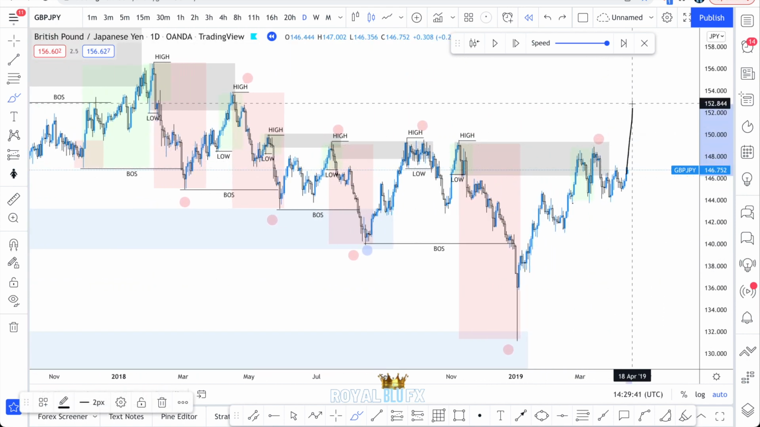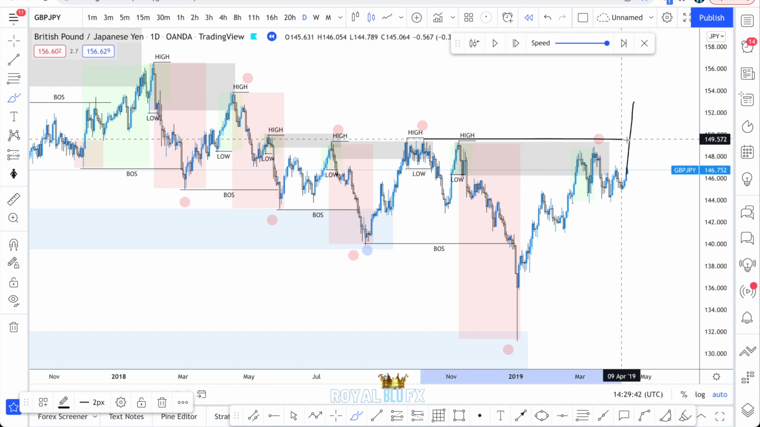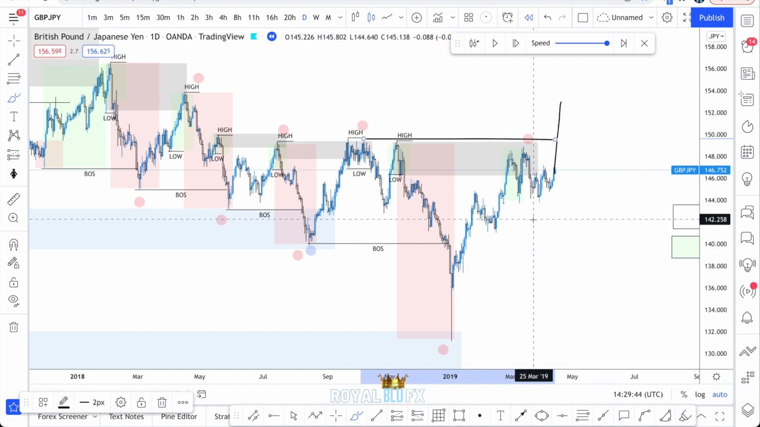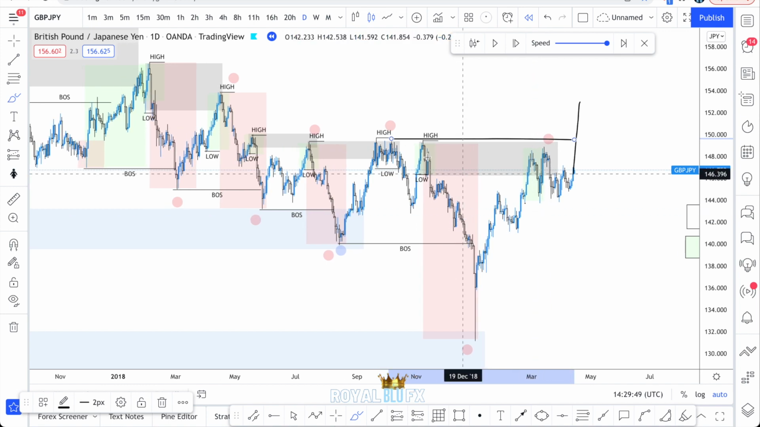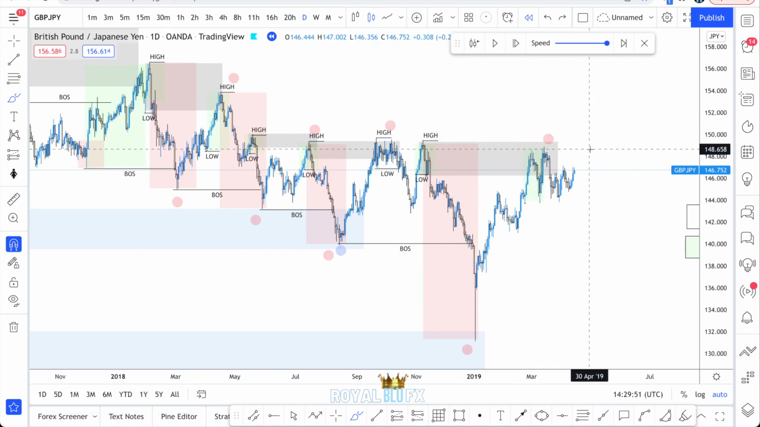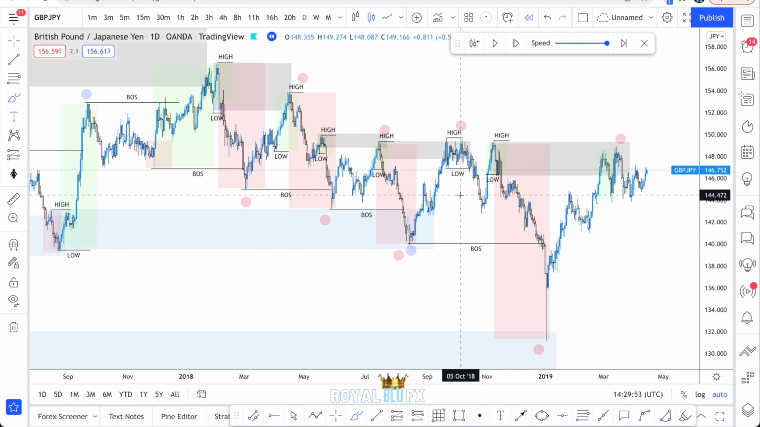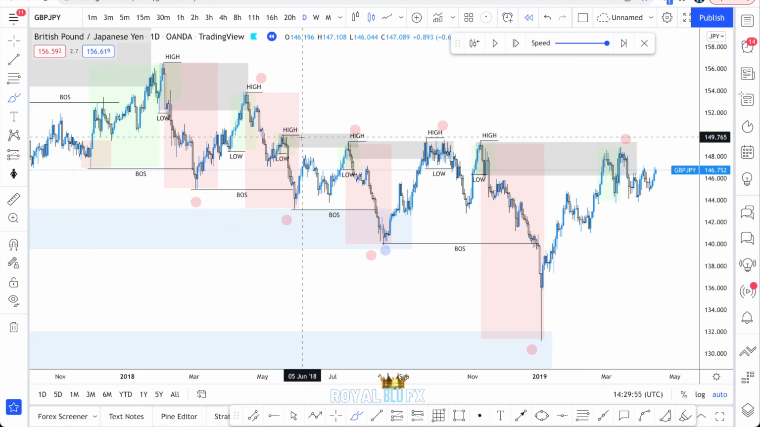Essentially, we want to see the market break above this high to really see if the buyers are actually wanting more of these apples, right? So that was a quick little explanation. I wanted to show you guys how that worked.